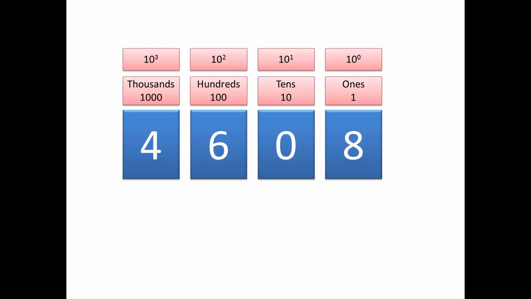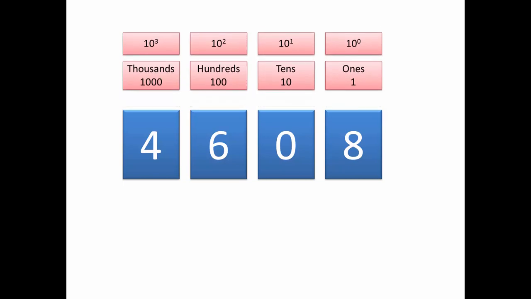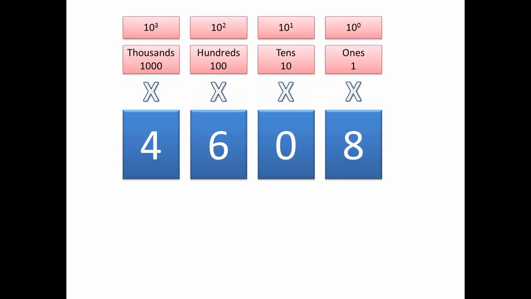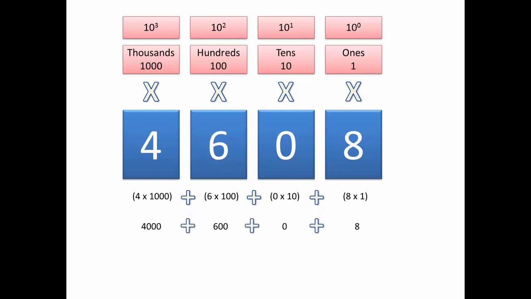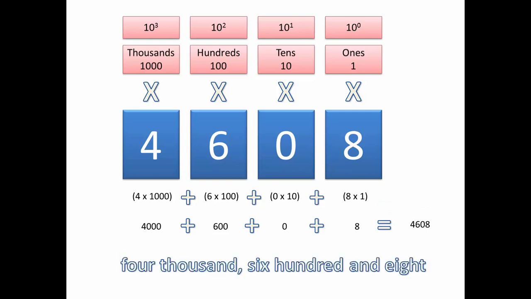Now, in order to find the value represented by the number 4608, all we have to do is multiply each digit by its place value. So we get 4 lots of 1000, and 6 lots of 100, and 0 lots of 10, and 8 lots of 1. And by adding these numbers together, 4000 plus 600 plus 0 plus 8, we get the value of our number 4608, which we say as 4608.